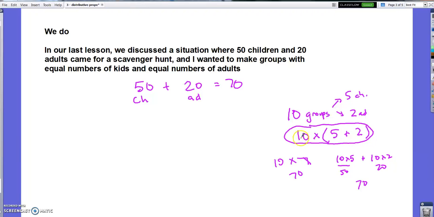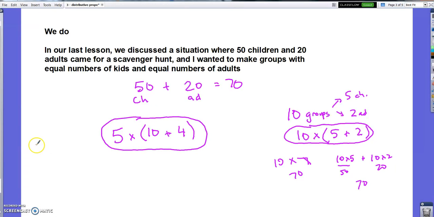Now, I didn't have to pick 10 groups. I think 10 was my greatest common factor, my GCF. But we also could have done 5 groups, right? And if I did 5 groups, each group would have had 5 times 10 children to make 50, and 5 times 4 adults to make 20 adults. So that's another way I could just write out that same situation. 5 groups of 10 children, 4 adults. It's the same situation, I just write it out with the distributive property, make it look a different way.